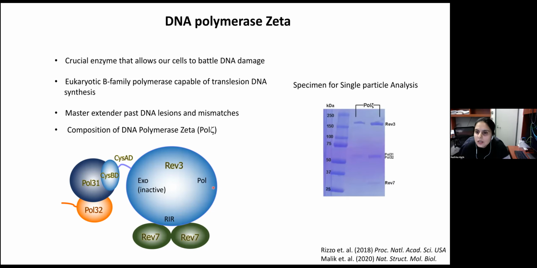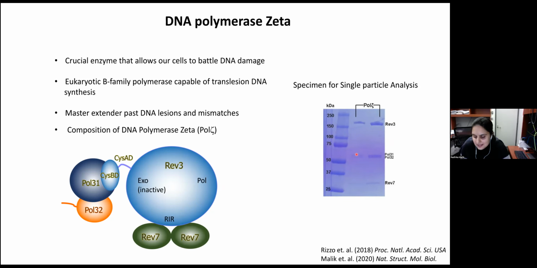To start with, we started expressing and purifying the 4 subunit complex. However, we faced a lot of difficulty initially in characterizing the complex, primarily because of Rev3, which basically expresses very little and also tends to aggregate and pulls down the whole complex. However, by optimizing several conditions, we were finally able to get a stable and stoichiometric 4 subunit complex for a single particle analysis.